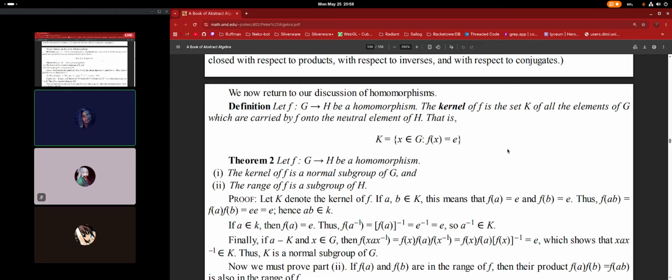Okay, and then we have theorem 2. The kernel of F is a normal subgroup of G, and the range of F is a subgroup of H. Yeah, I think this is also one that I have questions on.